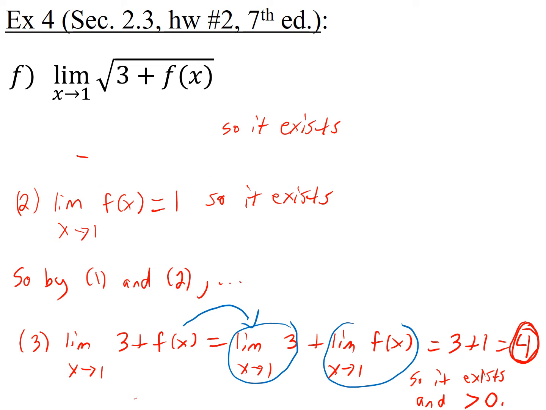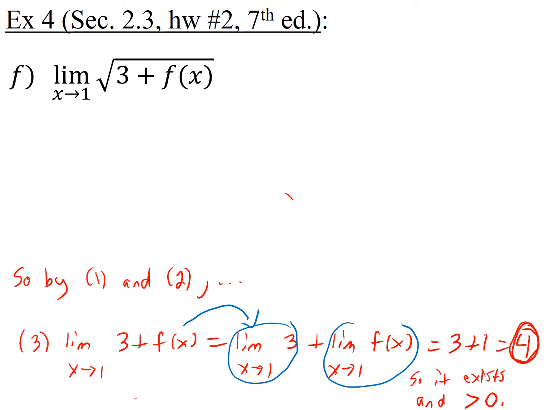So when I write in a minute, I'm going to say, so by 3, we could put the limit inside the root. Actually, I can just erase this top part. That's probably going to give me enough room here. And so now we're going to write, so by 3, since the limit of the inside exists and is positive, here's what we have. Limit x goes to 1 of the square root of 3 plus f of x.